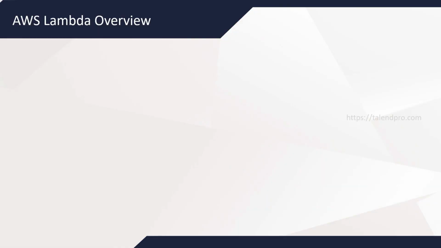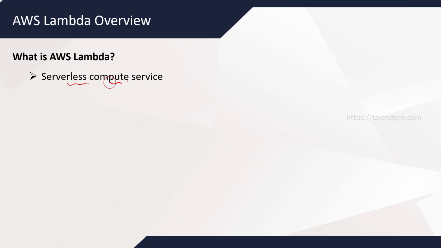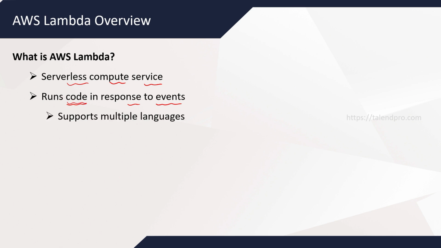Before we jump into the hands-on, let us try to understand what Lambda is, where it is used, and what some of the use cases are. In simple terms, Lambda is a serverless compute service typically used for running a piece of code in response to an event. The code can be written in multiple languages. It supports Python, Node.js, etc. And it runs code in response to an event, which means it is typically executed automatically when a certain event occurs.